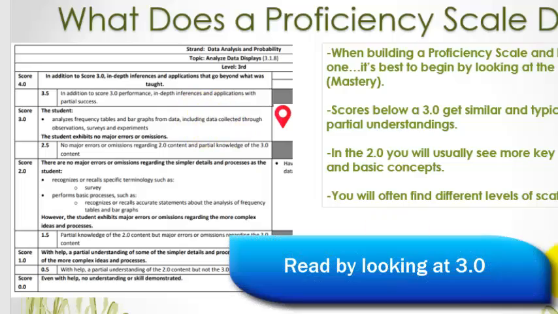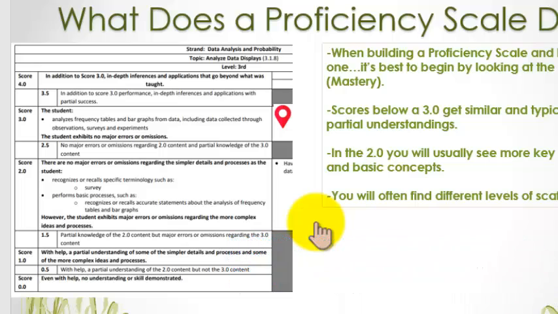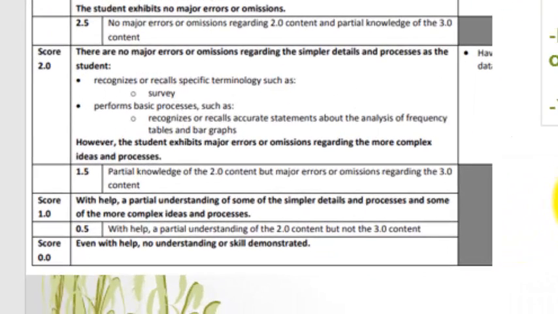In terms of what that mastery is, you want to start there first. You can see this is what a student would have to do to demonstrate mastery at that level. Then it's important to look at the 2.0s and 1.0s, and not all proficiency scales would have zeros. That will be determined at the district level, so you won't have to worry about that for proficiency scales. But what you'll notice in the 2.0 is you'll usually see more key vocabulary and basic concepts. So you have your mastery level here.